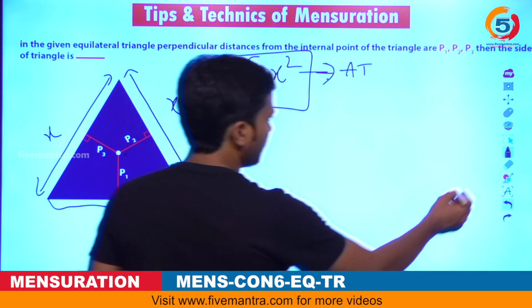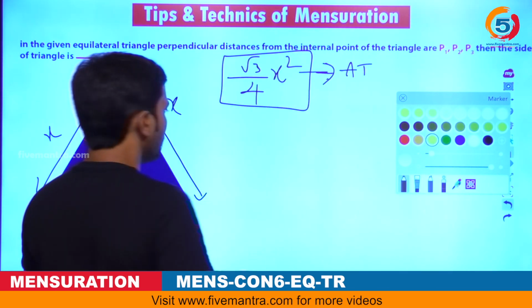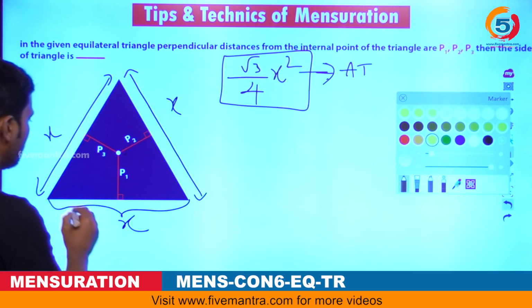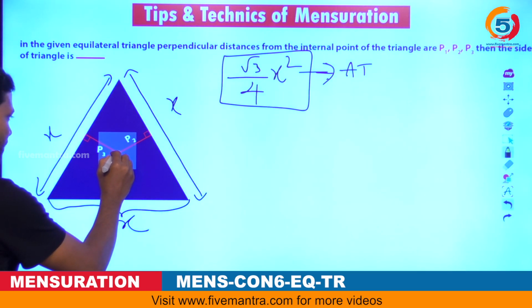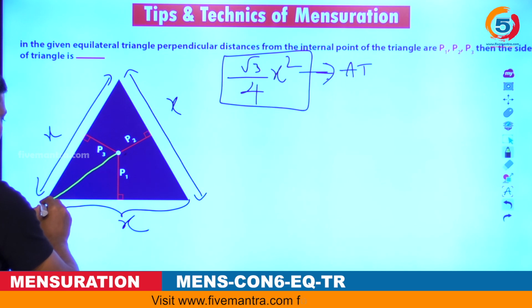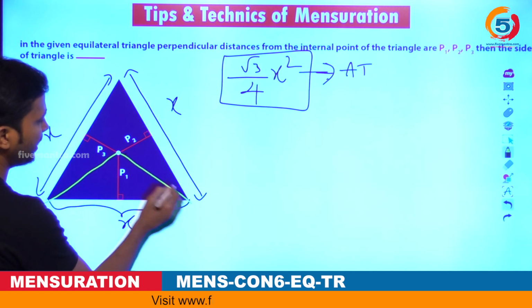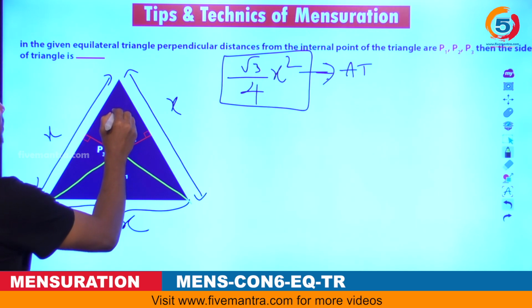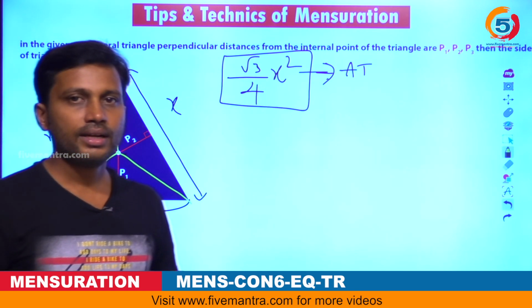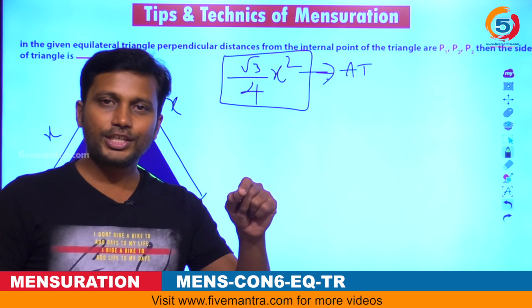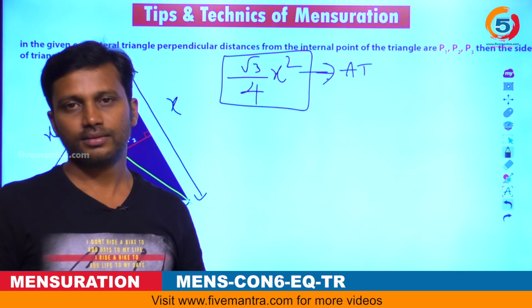Let me partition the diagram. Let me divide this into some pieces. How do we divide this? Just see. I am joining this point to this corner, this point to this corner, meaning vertex, and this point to this vertex. What I did is, from that point, I joined all the vertices with the help of line segments.